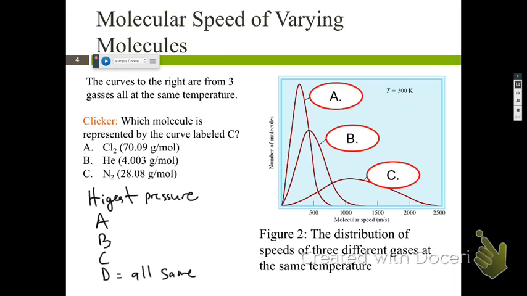Great. The logic is awesome there. They're moving faster, they're hitting the side of the container, that's how we measure pressure, they're going to have a higher pressure. So what's the little caveat that we have to add to that that leads us to the answer D? It's the fact that they are all at the same temperature, and temperature is what affects the average speed.